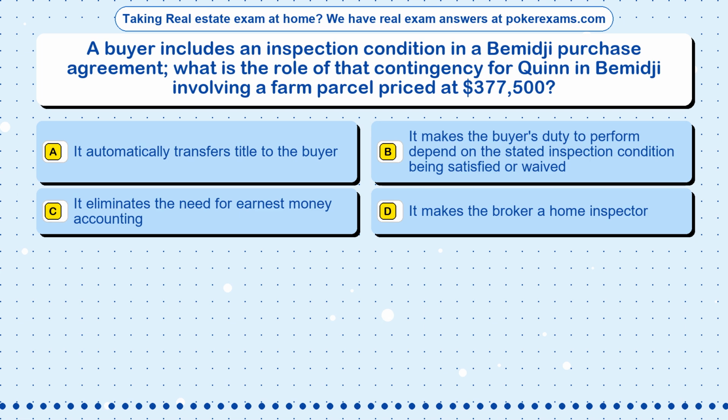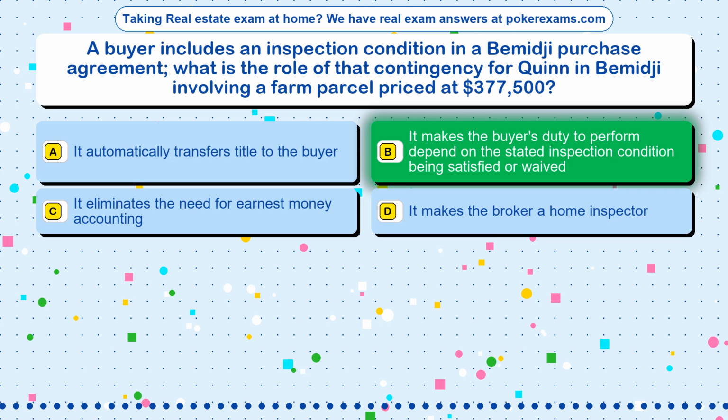Question 22. A buyer includes an inspection condition in a Bemidji purchase agreement. What is the role of that contingency for Quinn in Bemidji involving a farm parcel priced at $377,500? Option A. It automatically transfers title to the buyer. Option B. It makes the buyer's duty to perform depend on the stated inspection condition being satisfied or waived. Option C. It eliminates the need for earnest money accounting. Option D. It makes the broker a home inspector.